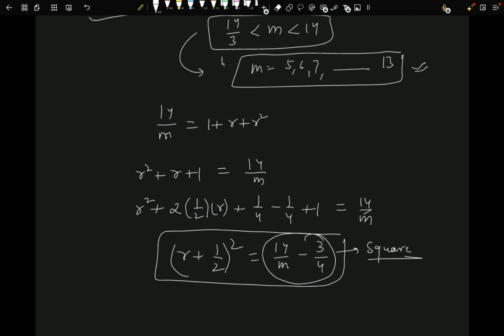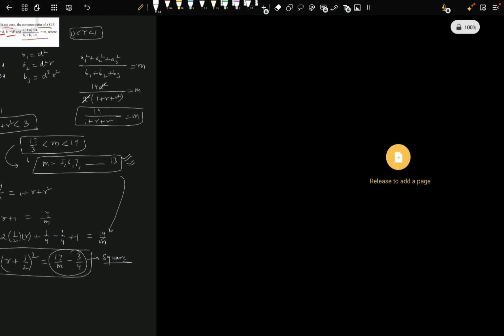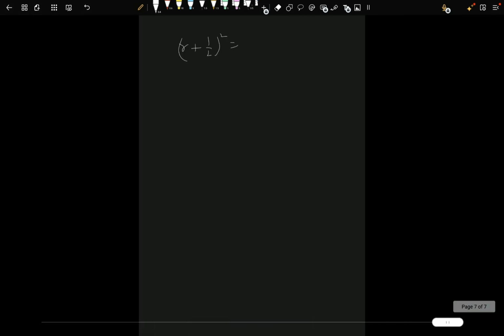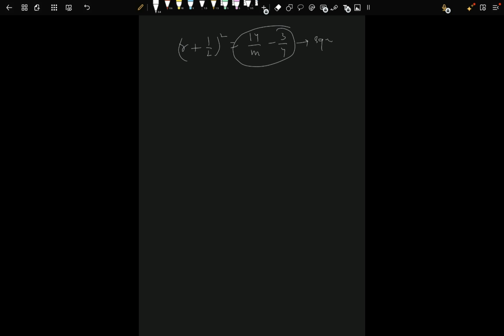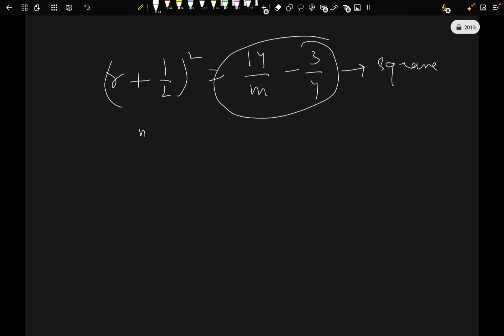Let's put the values. m can be these values and this should be a perfect square. Let's see. r plus 1 by 2 whole square is equal to 14 upon m minus 3 upon 4, and this should be a perfect square, right? Let's check for all the values of m. m is 5, 6, 7 up to 13.